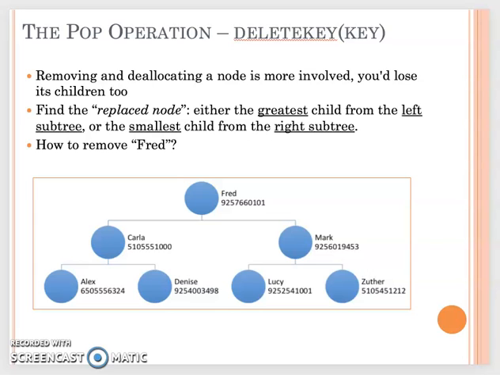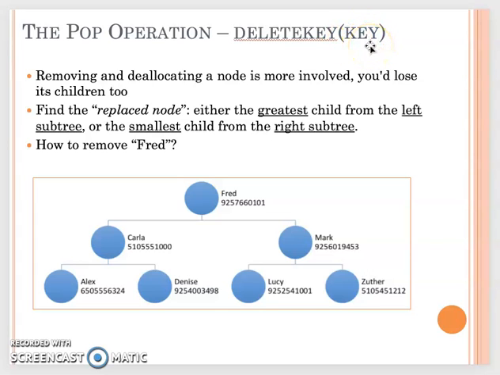Let's talk about how to remove a node. We find the key. In a priority queue, we call that the pop operation, but in the associative array, that's the delete key. In the delete key function, of course, we need to provide a key.